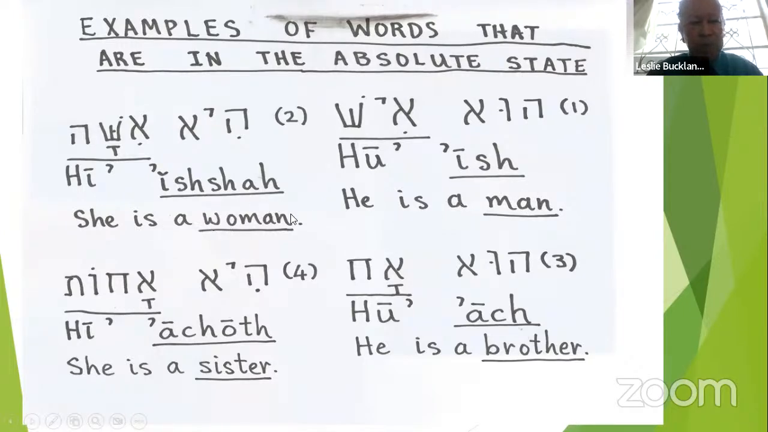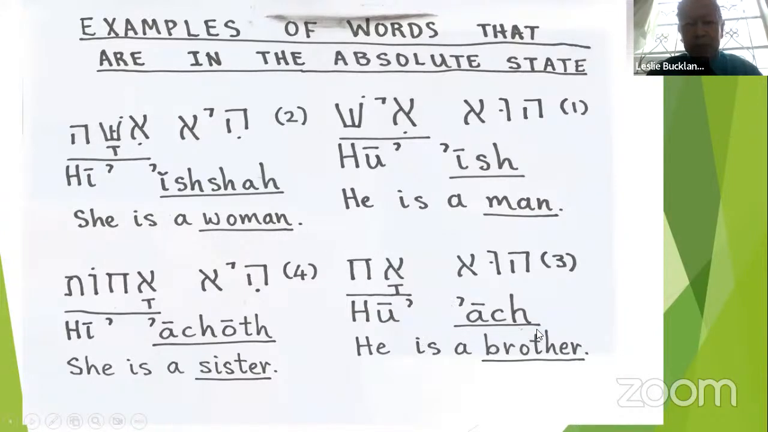She's a woman. We're not told what kind of woman. We're not told what she's wearing. We're not told if she's married or if she's unmarried. We're just told she's a woman. Nothing is added to the word woman to explain anything about the woman. And so the word woman is in the absolute state.